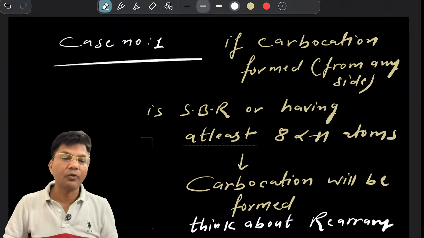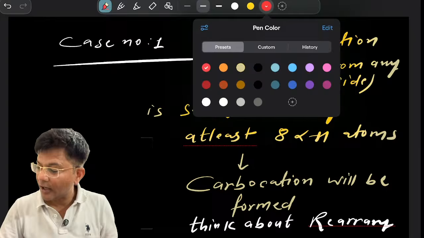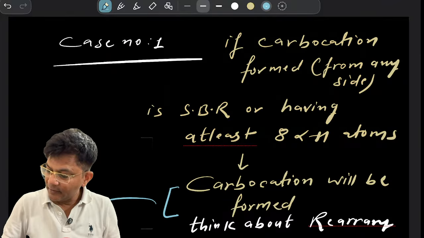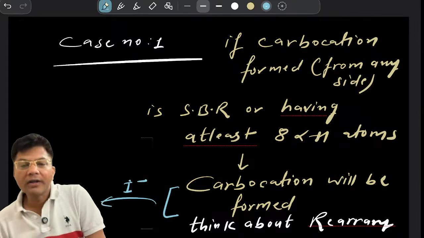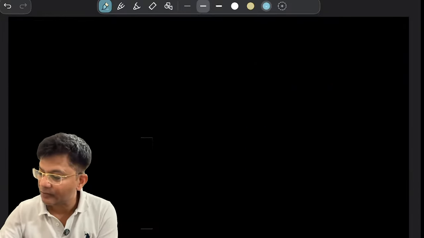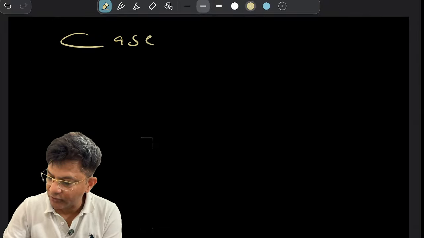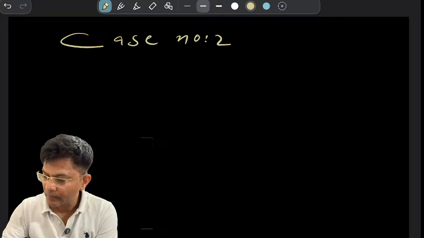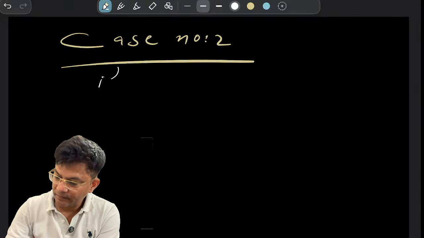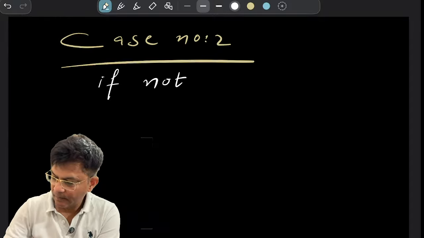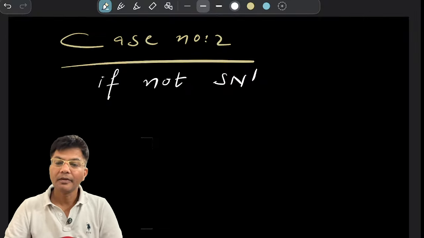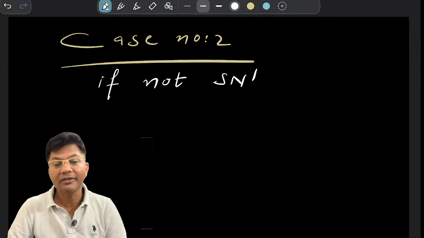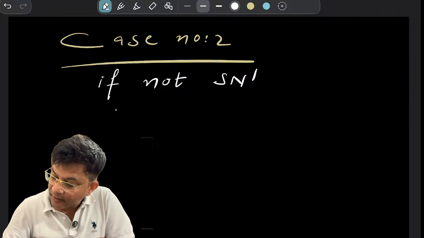Now, whenever the carbocation is formed, attack of iodide will take place on carbocation. Remember that iodide will attack on carbocation. Carbocation will be attacked by iodide. If not SN1, then SN2. Remember that. Case number 2: if not SN1, then SN2 will take place. Either stabilized by resonance or at least 8 alpha hydrogen, right? If not SN1, then definitely SN2.